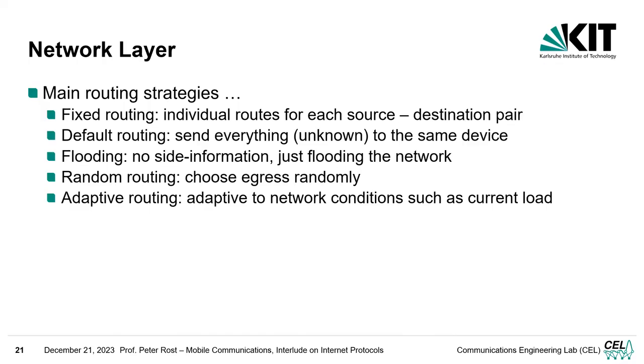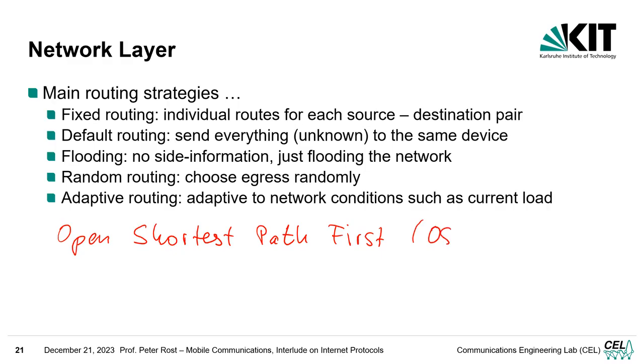Then there is random routing and adaptive routing. In adaptive routing, as the load of the network changes, you would also adapt your routes. And here the probably most well-known protocol is Open Shortest Path First, OSPF, which I think is probably the most often used protocol in routers. Okay, so these were now the three networking layers: the physical layer, the data link layer, and the network layer.